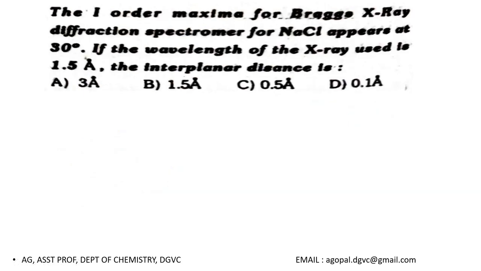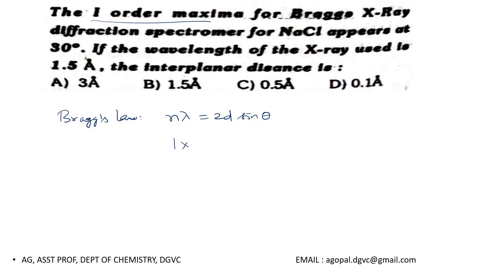Then next question: the first order maxima for Bragg's X-ray diffraction spectrometer for sodium chloride appears at 30 degrees. If the wavelength of X-ray used is 1.5, find the interplanar distance. You know very well Bragg's law: n lambda equal to 2d sin theta. Here it is given clearly first order maxima, so n is 1, right?